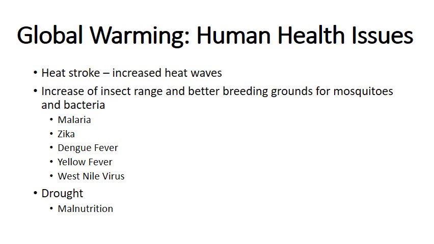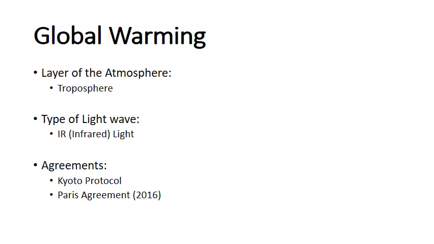So human health issues: it's warmer in general, but some places can actually get colder. Heat stroke, increased heat waves, an increase of insect range, and better breeding grounds for mosquitoes and bacteria. And you have things like malaria, Zika, dengue fever, yellow fever, West Nile virus that all are spread a lot easier because you have mosquitoes now breeding in a lot more places and breeding in places where they didn't used to be able to breed. And then because of drought, you have a lot of poverty and hardships and a lot of desertification occurring, and all of this leads to malnutrition.